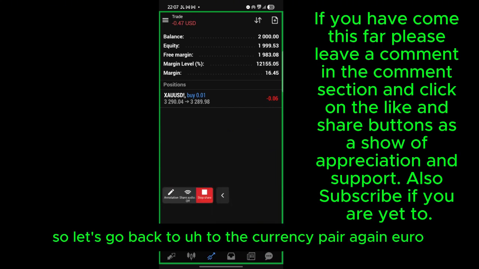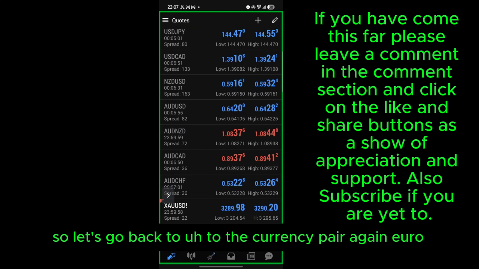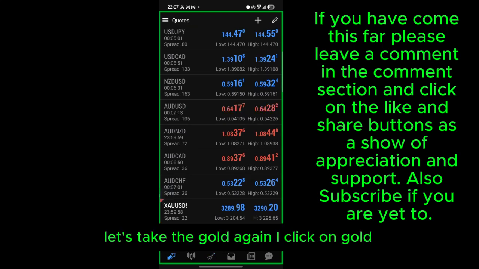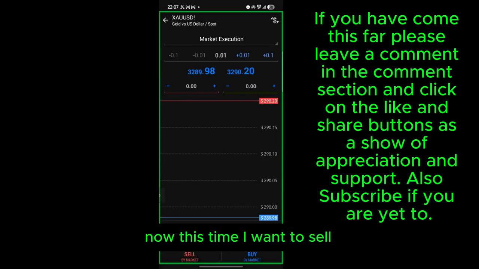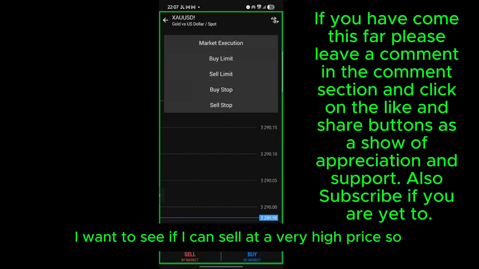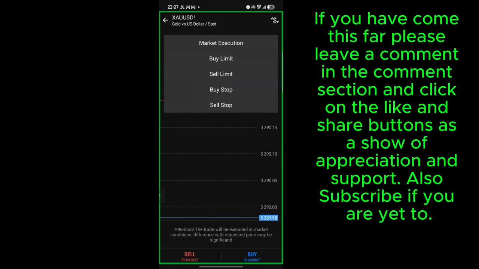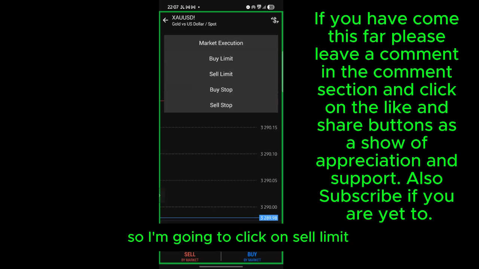All right. So let's go back to the currency pair again. Let's take the gold again. I click on gold. I click on new order. Now this time I want to sell. I want to see if I can sell at a very high price. So I'm going to click on sell limit.